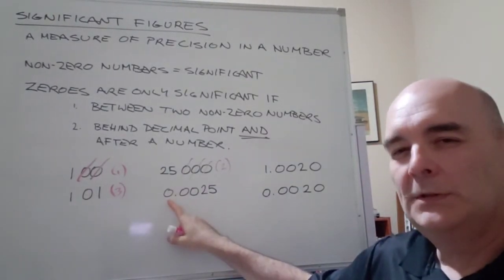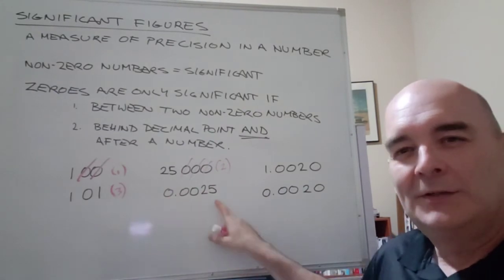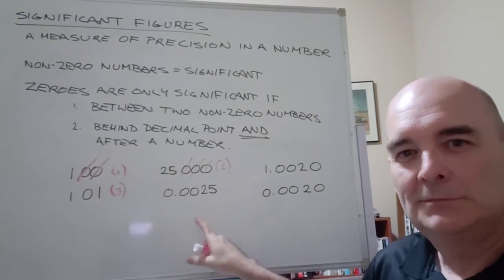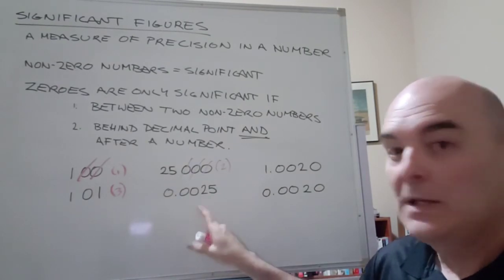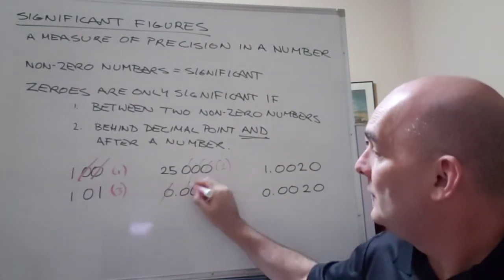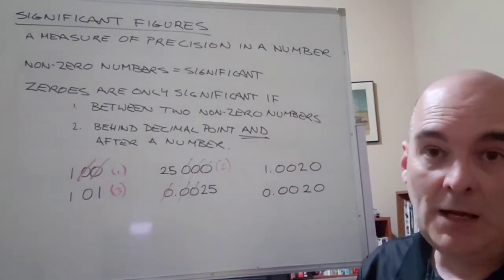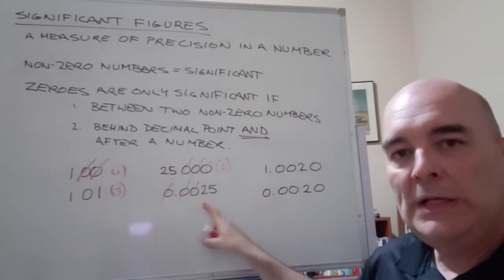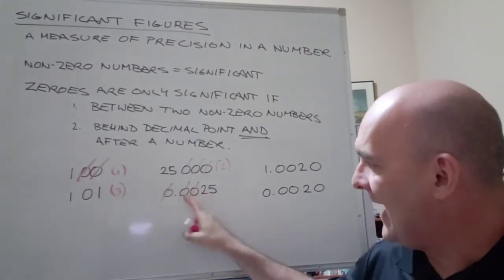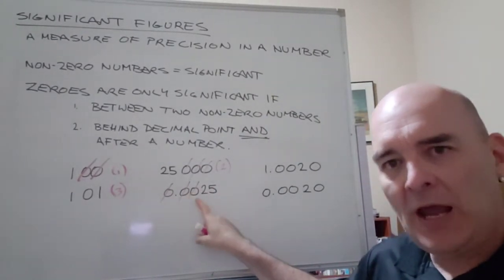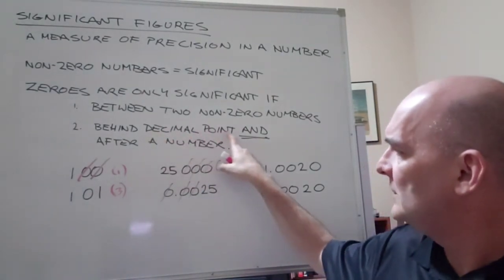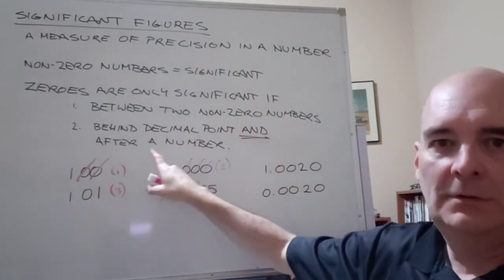What about this one? Does this number look more precise to you than that one? Because it's not. Those zeros don't count because they're not between other numbers, and even though these zeros are after the decimal point, they weren't after the decimal point and behind a number.